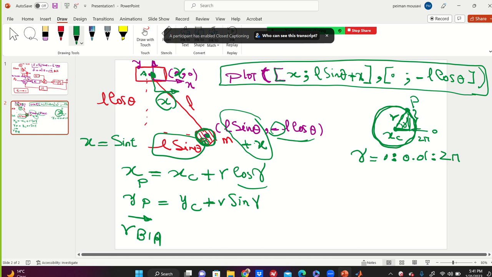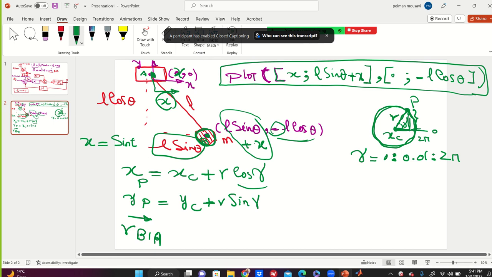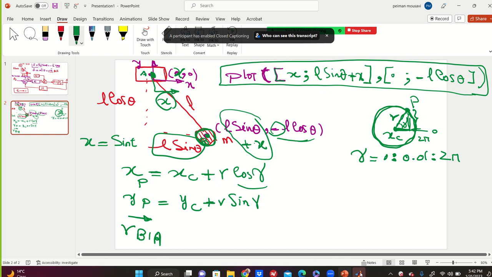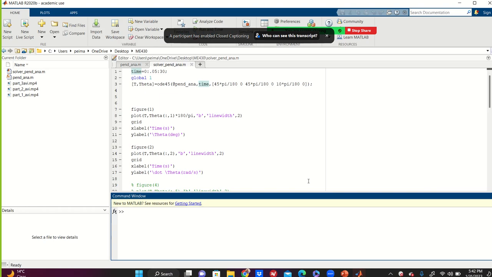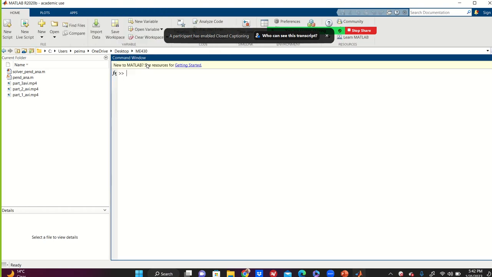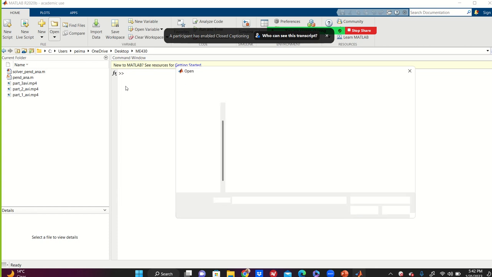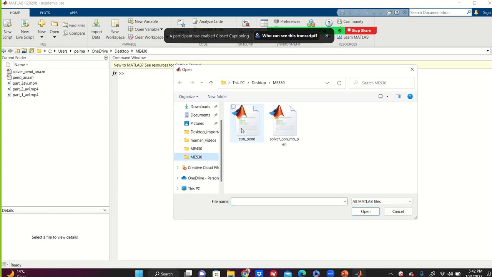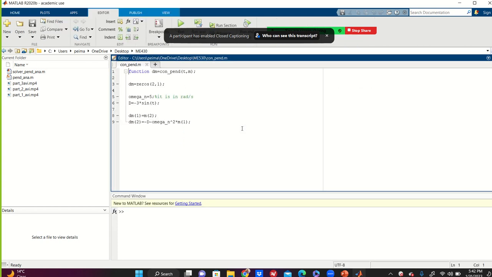How did I do it? Read it for me. Position vector R. Go to your previous class. What was R? See? This is just simple geometry. See what I'm saying? Okay, or kinematics in ME220 dynamics. No problem. So now let me open the code that we developed in the previous class.